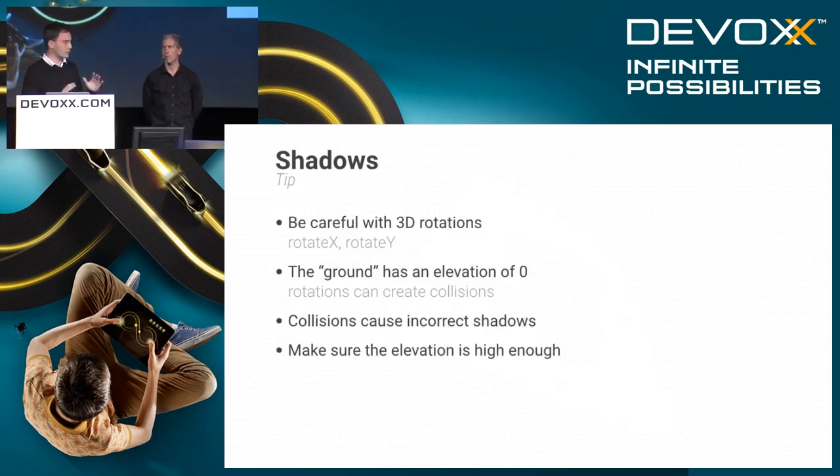So shadows are very useful, they're very easy to use. Just be careful if you try to use 3D rotations on views. So you can rotate a view in 3D by using the rotate X and rotate Y properties. So it's going to apply a perspective projection on the views. But you have to know that the ground has an elevation of 0. So even when you rotate the view itself will never collide with the ground, but the shadow will, because the assumption was made that the shadows will be projected on the ground at elevation 0. So if you want to make 3D rotations work nicely with the shadows, you need to make sure that you have an elevation that's high enough.